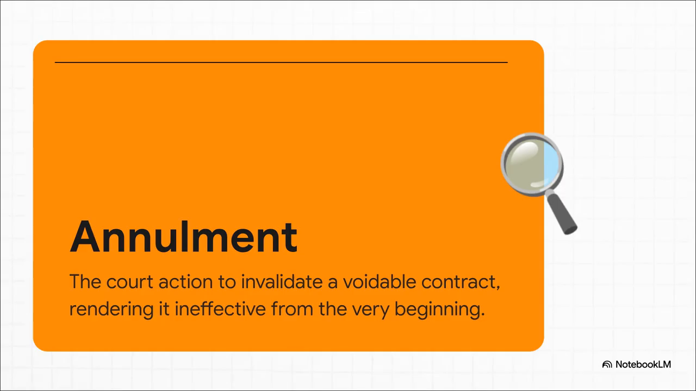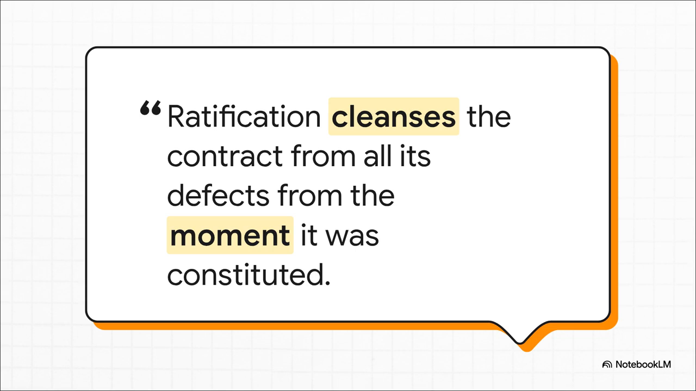So option 1 is annulment. This is the crash button. The person who is harmed goes to court and says, hey, this contract isn't valid. And if they win, the court basically makes it so the contract never existed in the first place. It's a total shutdown. But there's another way.